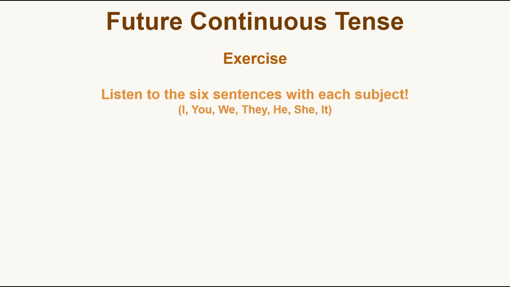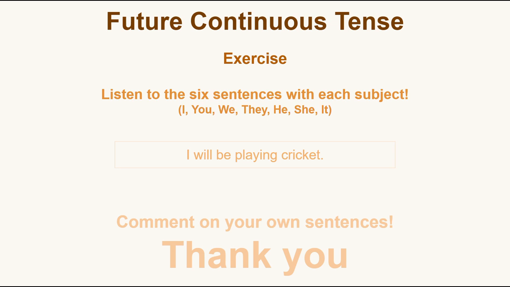Future continuous tense. Exercise. Listen to the sixth sentence with each subject. I will be playing cricket. You will be playing cricket. We will be playing cricket. They will be playing cricket. He will be playing cricket. She will be playing cricket. It will be playing cricket. Comment on your own sentence.